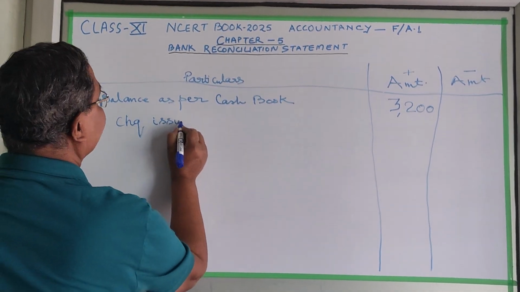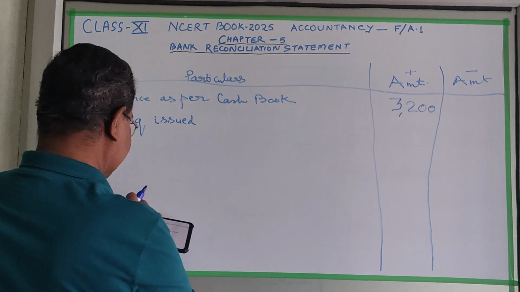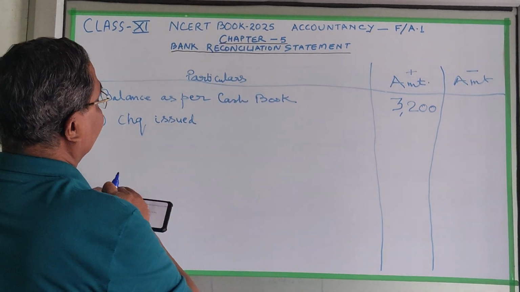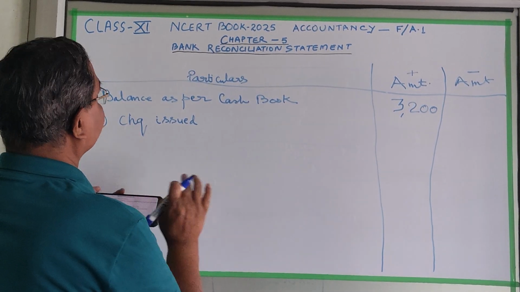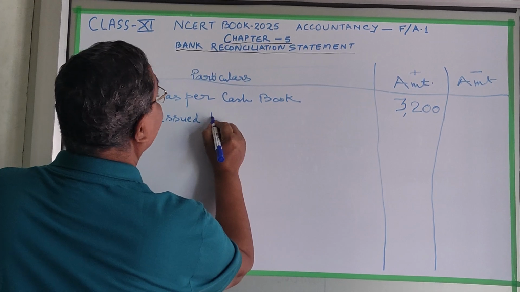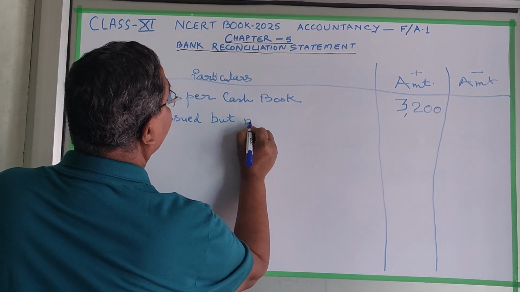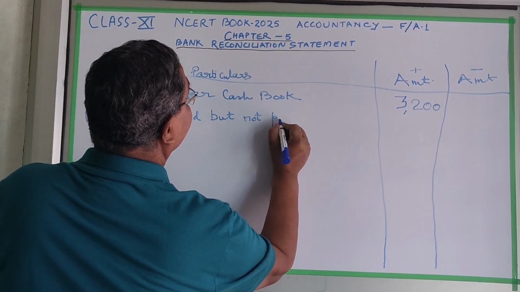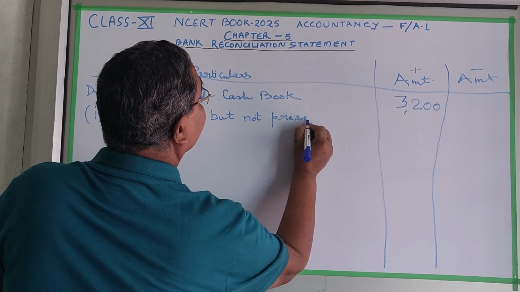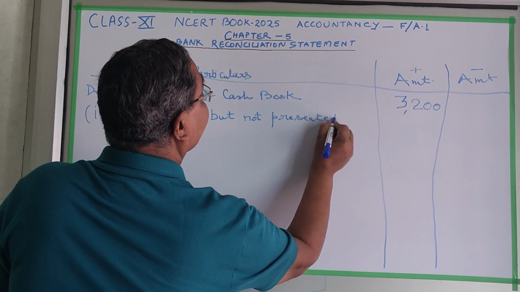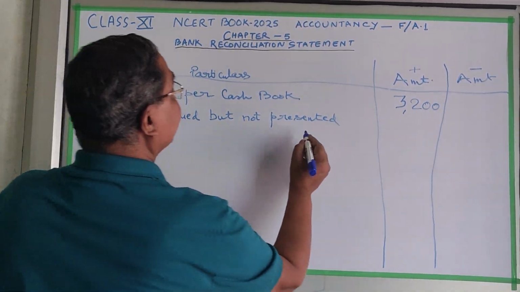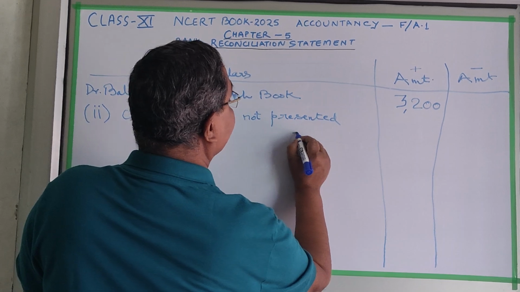Write it as short as possible. The full statement need not be written. Whatever is given in the question, you need not write the full line. Check issued but not presented. So here you see, what is the position?